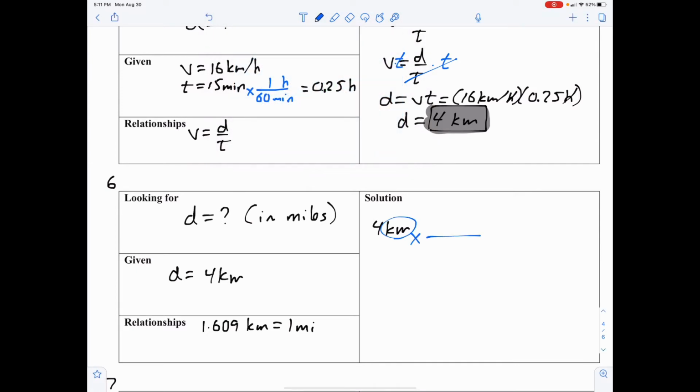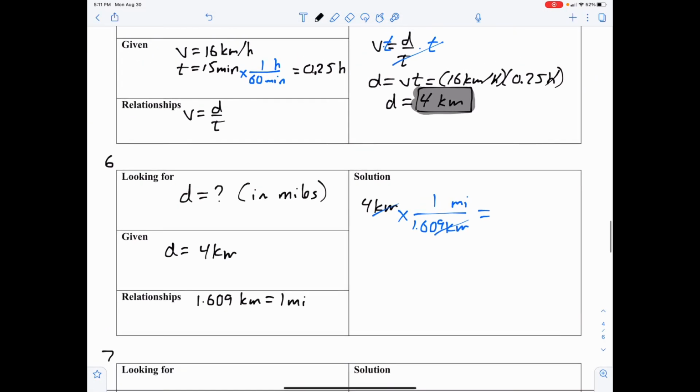So if I have kilometers here, I'm going to recopy it down here so that it can cancel, and I'm trying to get to miles. The conversion is 1 mile for every 1.609 kilometers. So the math that we are doing here would be 4 times 1 divided by 1.609. Go ahead and pause the video and see if you're able to get this calculation correct. Okay, we should have gotten about 2.5 miles.